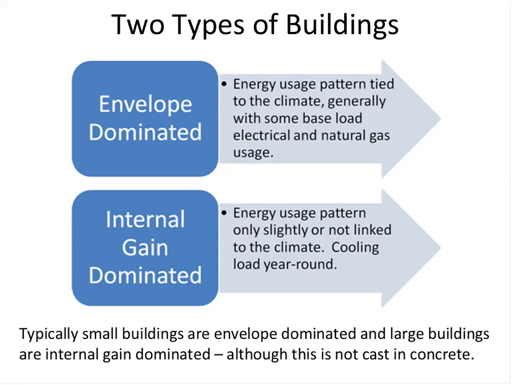And then the other type of building is internal gain dominated. And its energy pattern is either not connected at all to climate or loosely connected, and it may have a cooling demand year-round. Large buildings with big interior zones, those may be cooling zones year-round. Or there's a lot of equipment or process going on that tends to overcome the envelope aspects of the building. So you need to get a feel for that, and you can pretty much tell this by the bills when you analyze them.